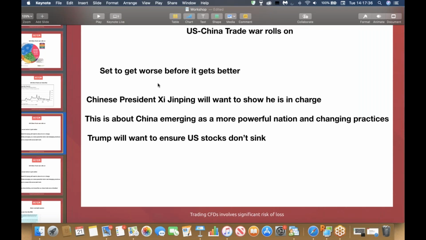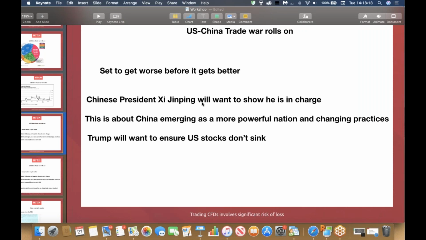better, because the Chinese president, Xi, will want to show he's in charge. And if you think about China, this is China emerging as a more powerful nation. It's about how China as a more powerful nation interacts with the West in particular. This is a lot of what's going on. It's about East meets West. It's about ideology. It's a communist state meeting more secular, democratic nations. How do they practice? Are they transparent, or are they using practices that wouldn't be allowed in the West?